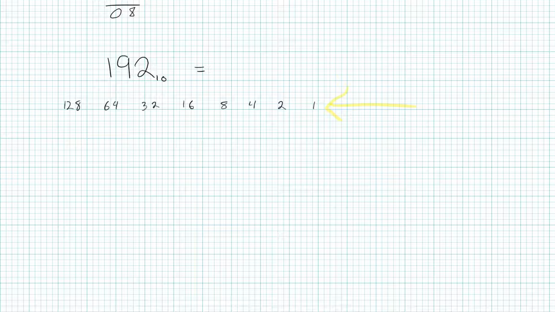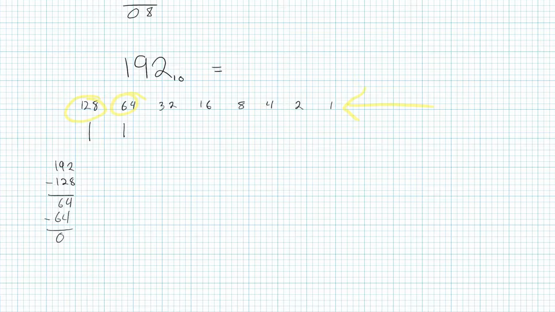Okay, so we're looking at 192. We're going to look at the first value, the largest value, which in this case is our 128, and we're going to say, okay, to get to 192, should we use 128? Well, yes, because 128 is less than 192. So in this case, we're going to use that digit. So 192 minus 128 leaves us with 64. So we go to the next digit. Are we going to use the 64? Well, we still have 64 left, so yes, we're going to use that digit.